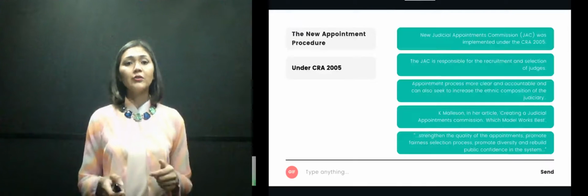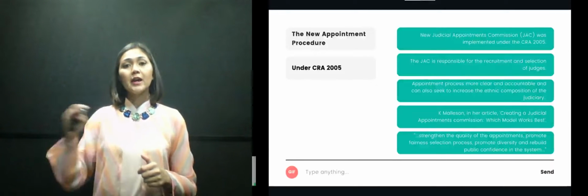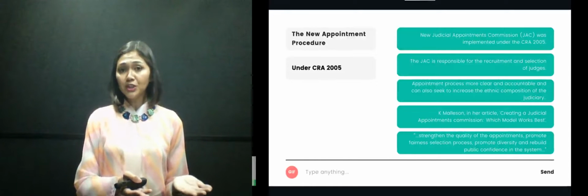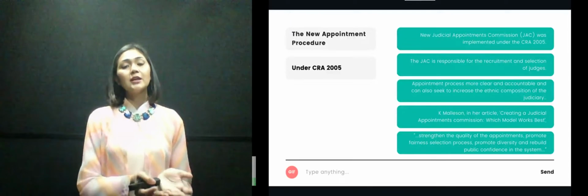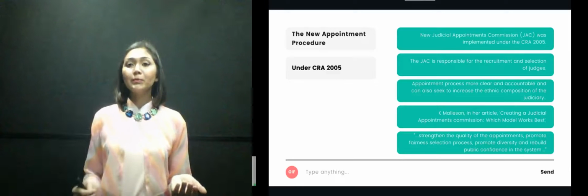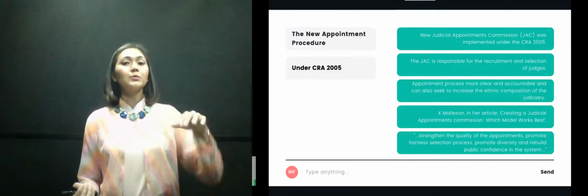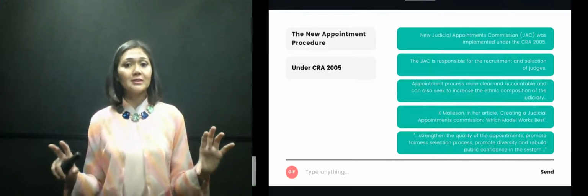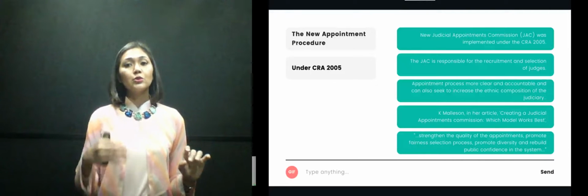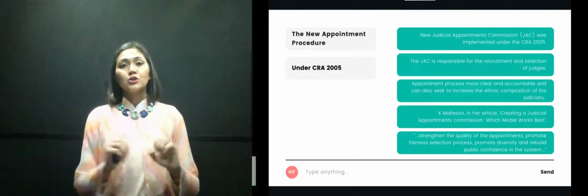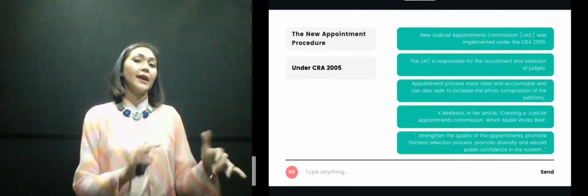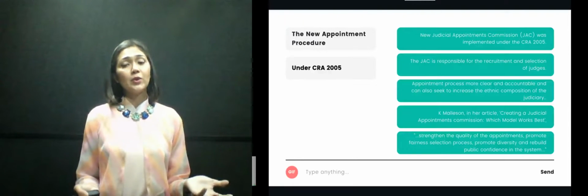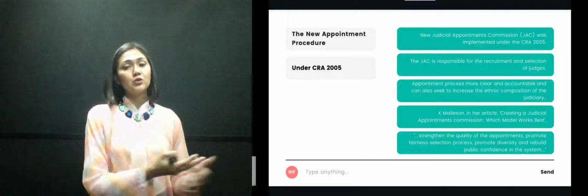So when the Constitutional Reform Act was introduced, they set a proper procedure. They established the Judicial Appointments Commission, JAC. JAC is responsible for the proper recruitment and selection of judges. So if you want to get promoted, this is what you need to do. There are very clear and transparent guidelines. The appointment process also increases ethnic composition, so that it will not only be white and male judges, it will also include female judges, Asian judges, and other ethnicities as well. So in order to be fair.